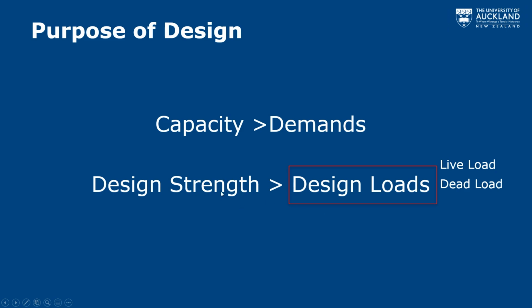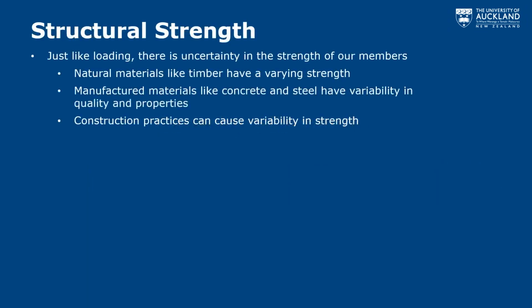Now, for our design strength, what we want to do is also account for the fact that we've got some uncertainty in that design strength. We've already looked at how we deal with uncertainty in the loads. How do we deal with the uncertainty in the strength? One of the ways to do that is to see where these uncertainties come from.